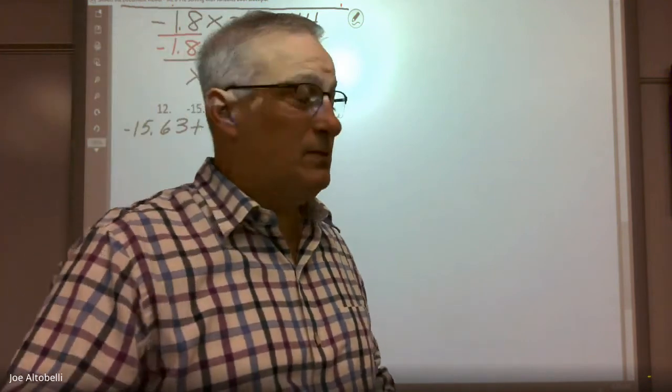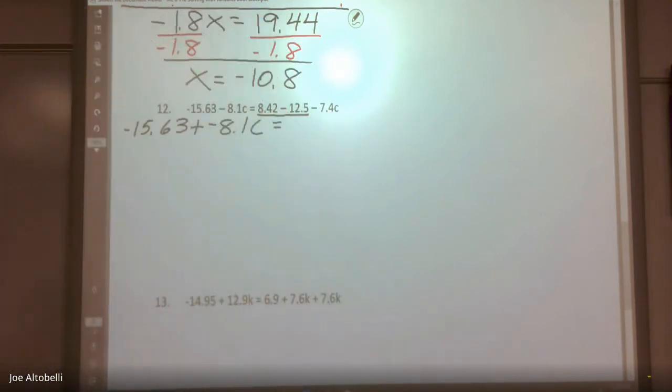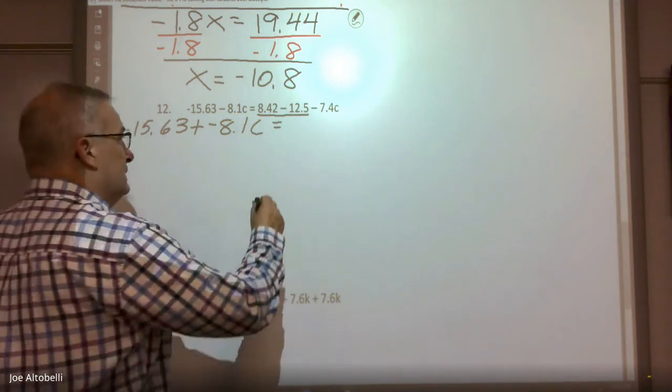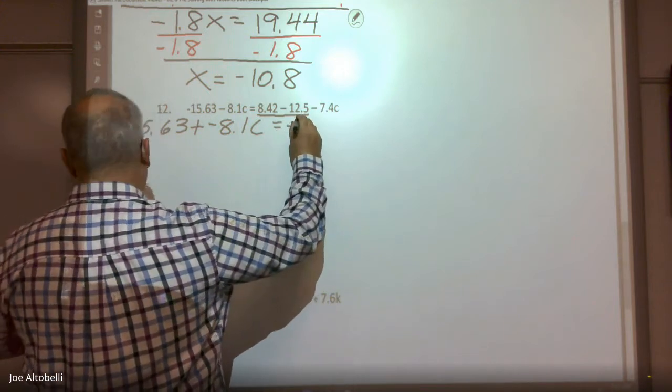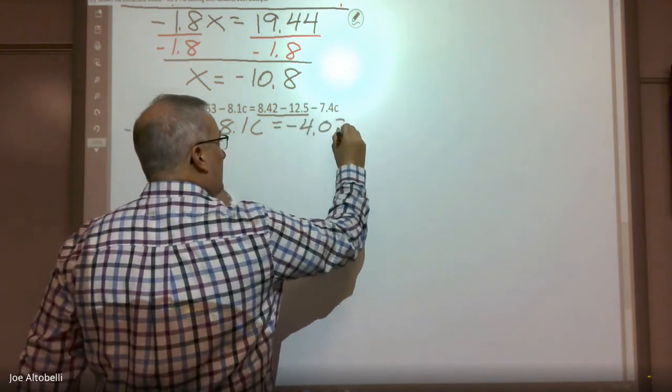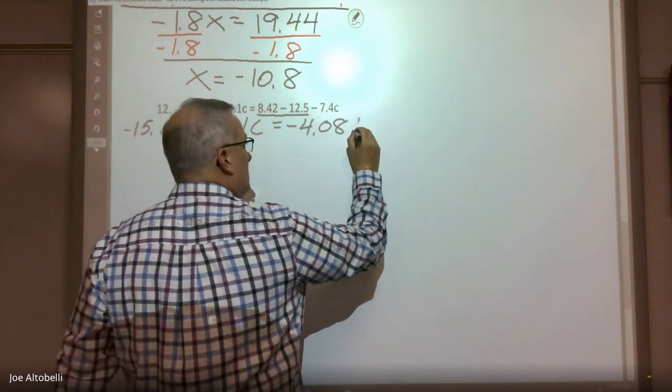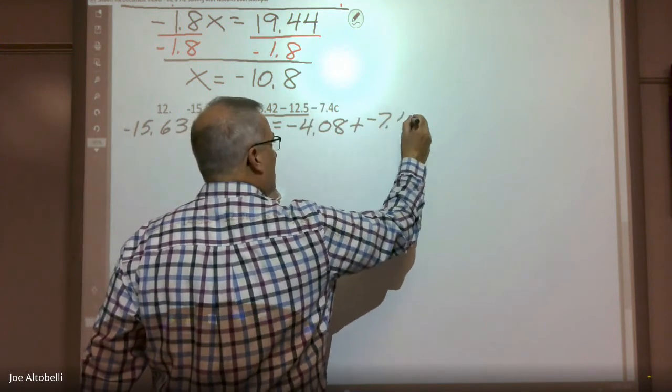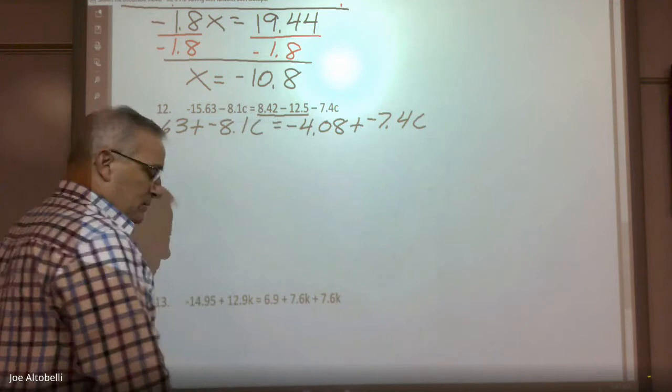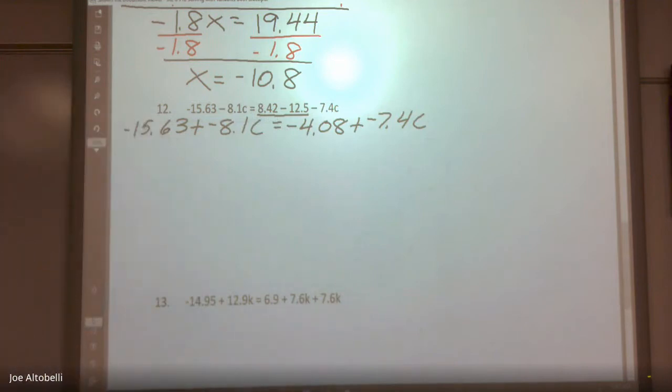Then I'm going to do that math. Equals 8.42 minus 12.5 is a negative 4.08, and then subtracting plus a negative 7.4c. So I combined and I rewrote everything so it's adding the opposite.